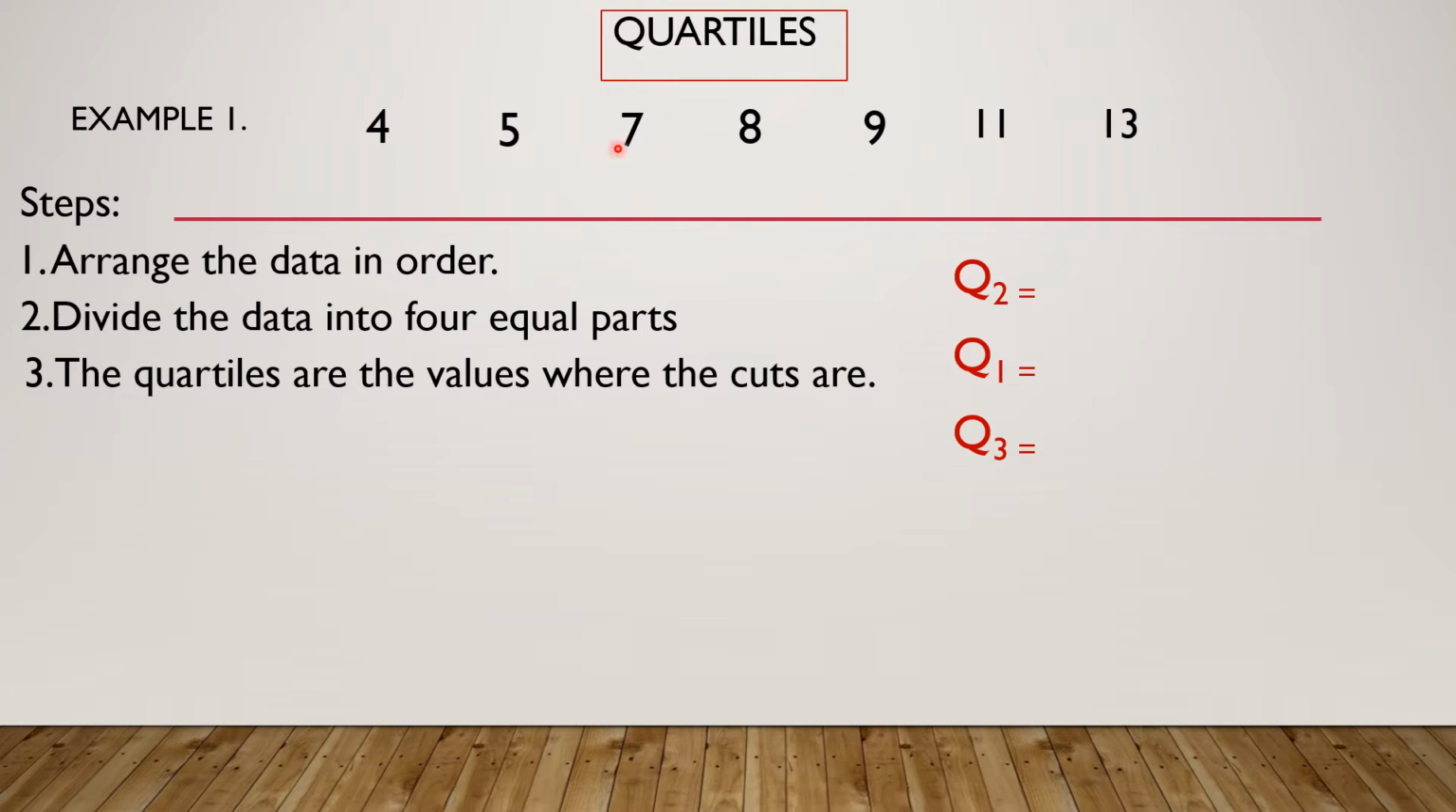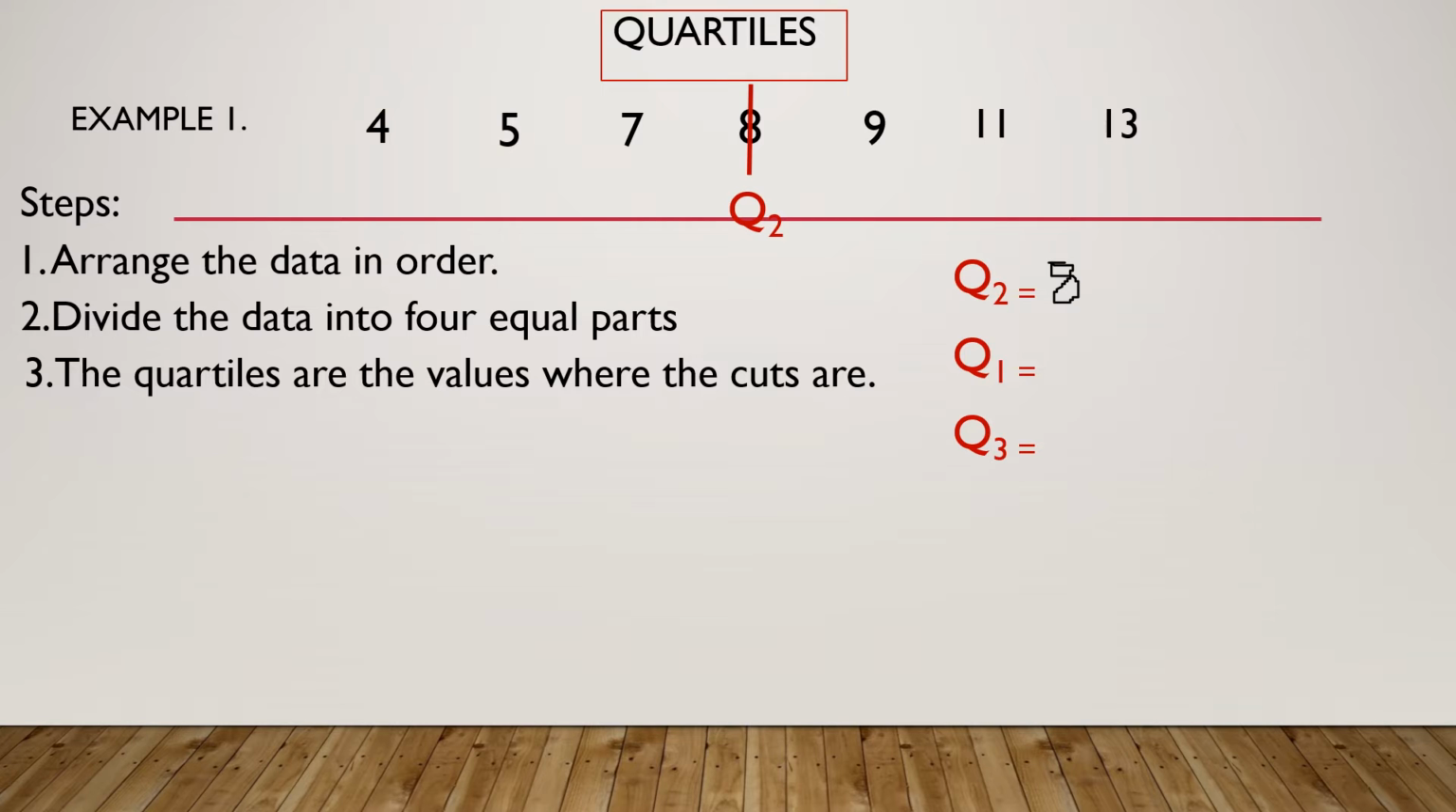Okay, now there are 7 values here. And for the middle, you always need to start with the second quartile because that's the median, the middle. So there are 7 values here. It means 8 is the median or the middle, and that is the second quartile, and that is 8.